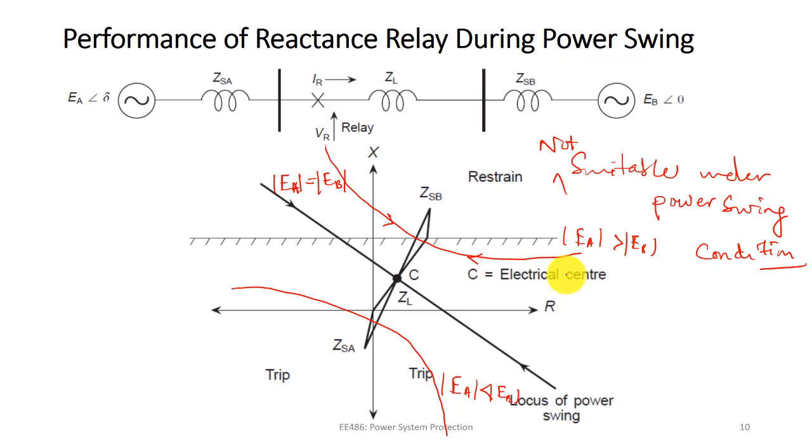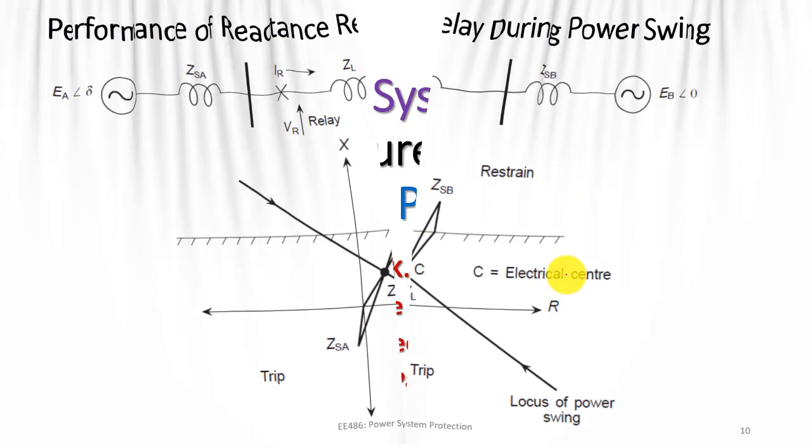So we'll see in the next class another type of relay which is the most suitable for the power swing condition, and that is the Mho relay, right? We'll see in the next class.